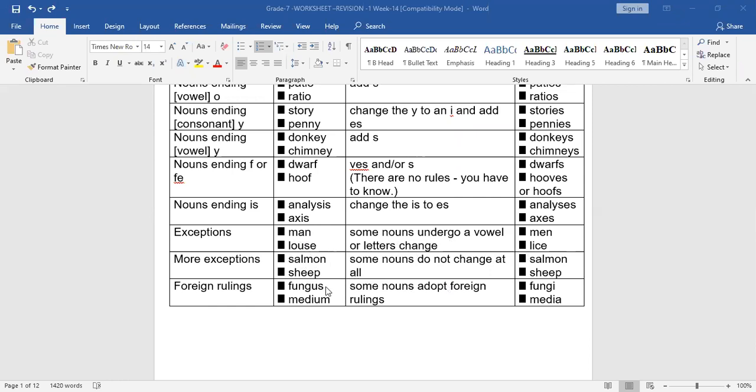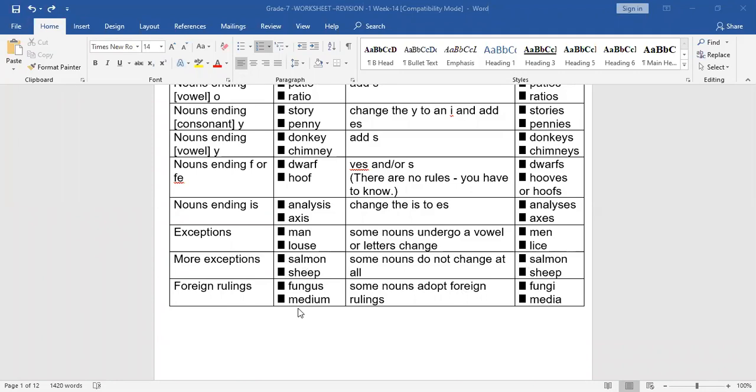There are some more exceptions, like woman, women. Other exceptions are salmon and sheep. We don't change them; singular and plural are the same. Salmon, salmon; sheep, sheep. Fish is also a name like that. The international rule is that the plural of fish is fish, but we usually say fishes. That is also acceptable, but it depends on how we use it in our sentence.